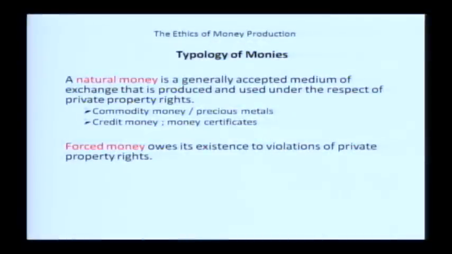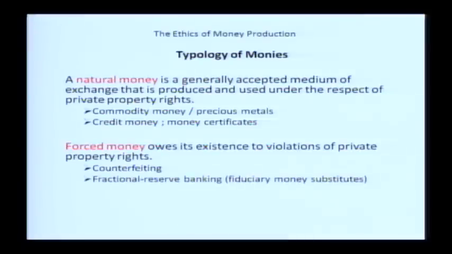A second type of money is forced money. And the difference between natural money and forced money is that forced money owes its existence to violations of private property rights. A standard example would be counterfeit coins. So counterfeiting would be a technique of forcing a type of money, namely a forged coin, into existence. Another example, although it concerns rather the creation of money substitutes and not the creation of money proper, would be fractional reserve banking.